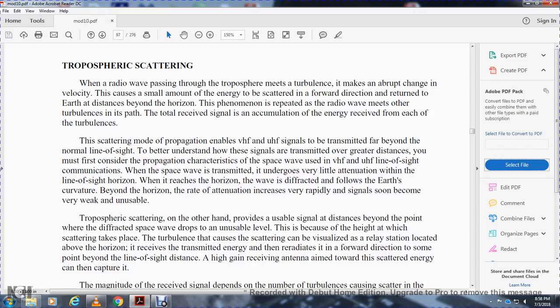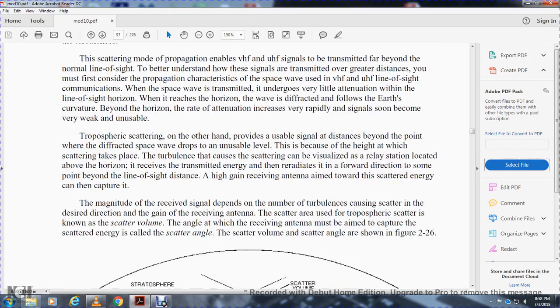To better understand how the signal is transmitted over a greater distance, you must first consider the propagation characteristics of the space wave of VHF and UHF. The line-of-sight space wave undergoes very little attenuation up to the horizon, where the wave is refracted by the curvature of the Earth. Beyond the horizon, the rate of attenuation increases rapidly, and the signal soon becomes very weak and unusable.